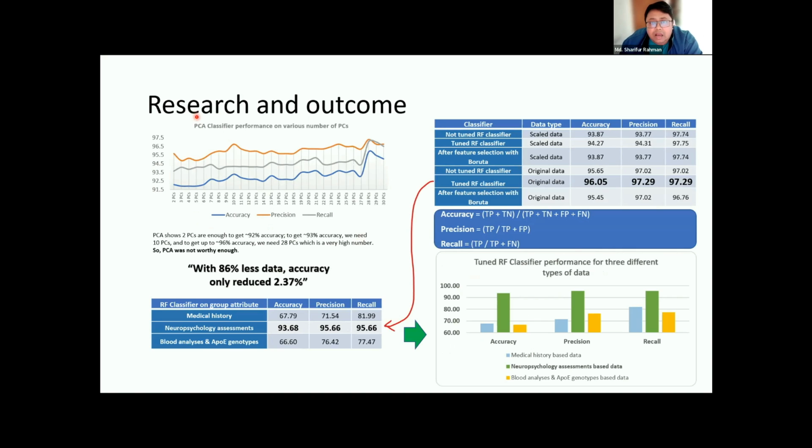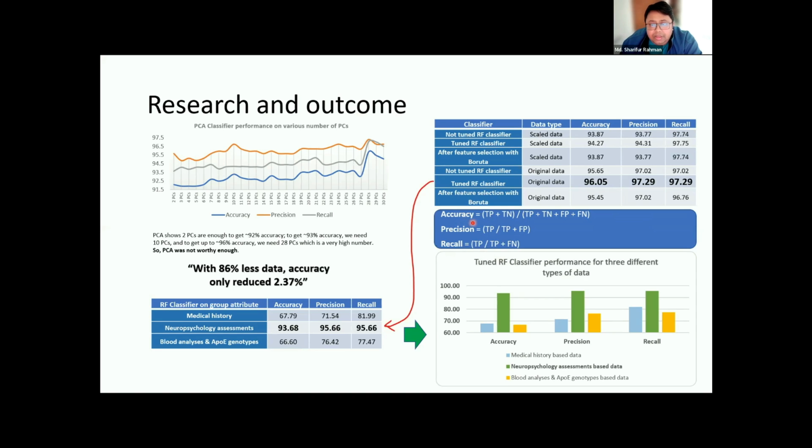Now this is our research outcome. As we have already said, we used the confusion matrix to measure the performance of the classifier. And there are three different indicators in the confusion matrix. They are accuracy, precision, and recall.